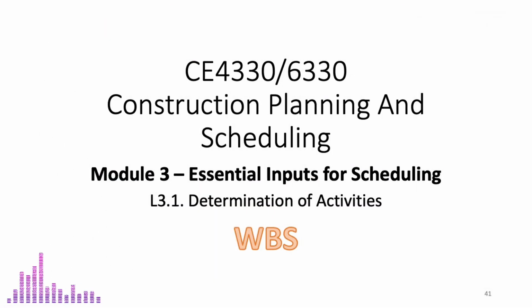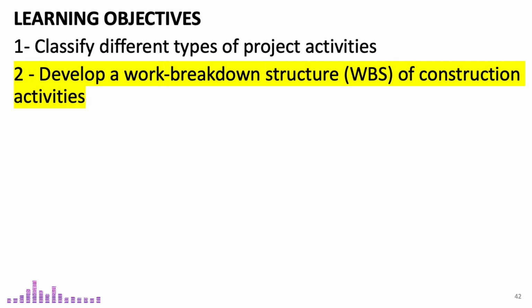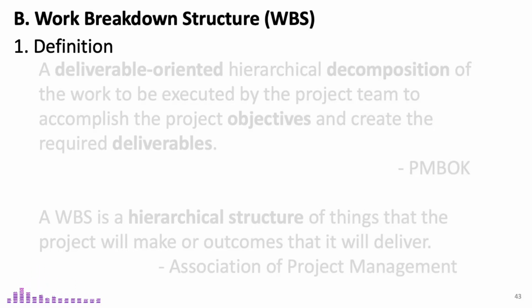In the last video, we explored the different types of project activities, including milestones, pre-construction, construction, and contract closeout phases. In this video, we'll dive into developing a work breakdown structure, or WBS, specifically for construction activities. The WBS helps us break down complex work into manageable tasks, creating a clear roadmap for successful project delivery. Let's get started. Before learning how to use a WBS, it's important to understand what it is.